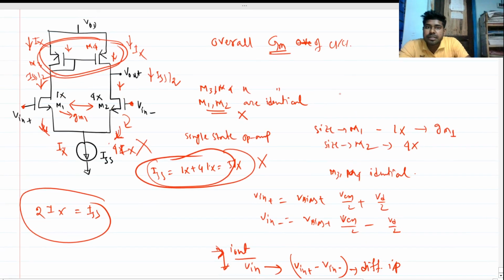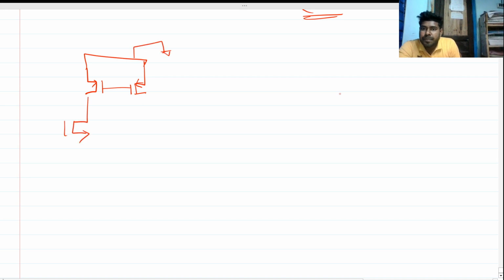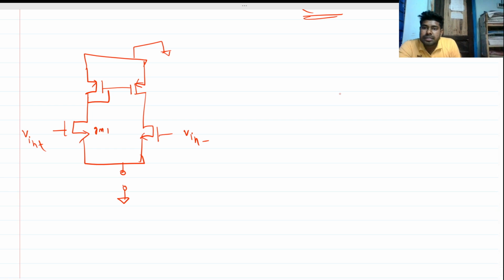So let's make the circuit again and draw it here. This is a very interesting circuit. VDD will be our AC small signal ground, and this will be an open circuit, since this is the ideal current source. This will be our V in plus, and this will be our V in minus. This is our gm1 and this is our gm2, and we don't know the gm2 value.